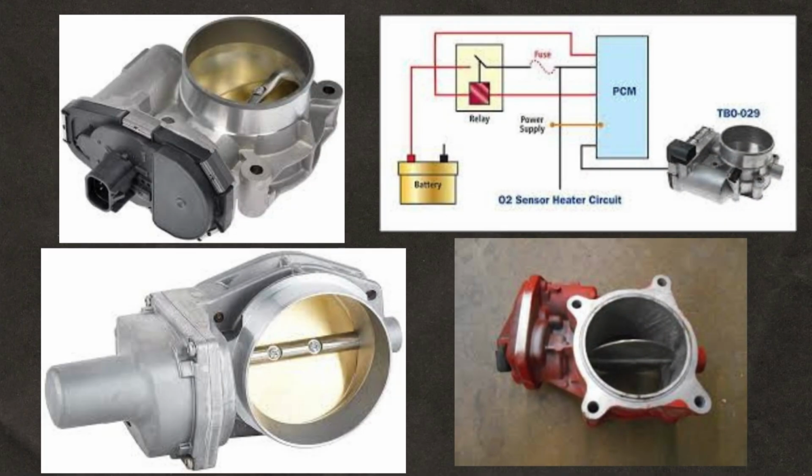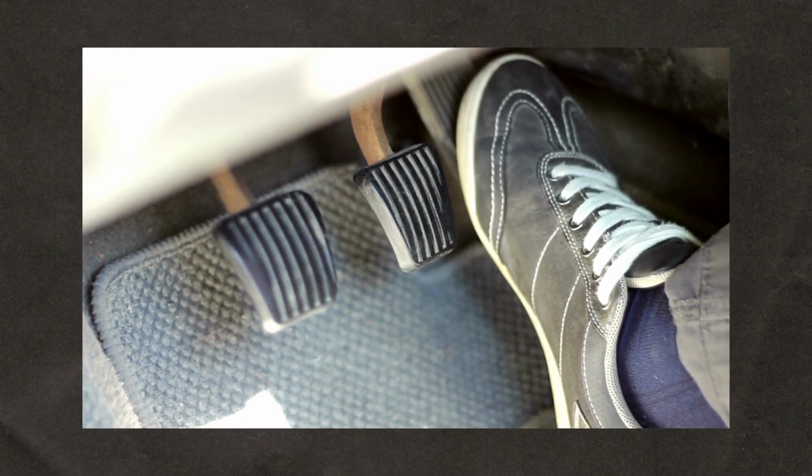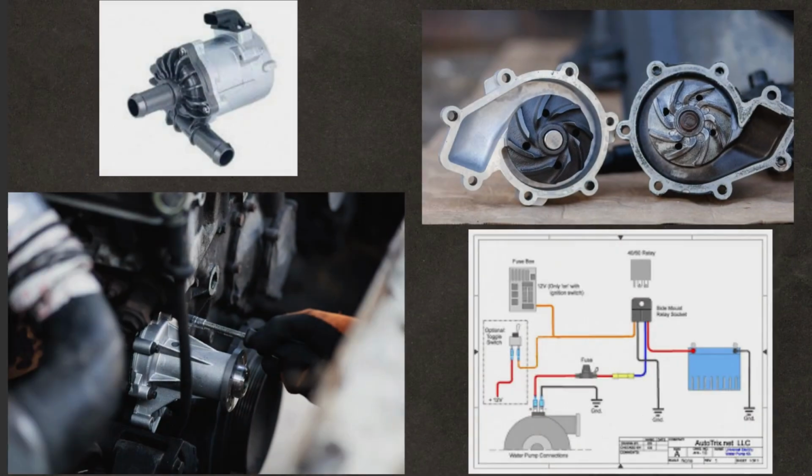Throttle actuator, for drive-by-wire systems. Electronically controls the throttle valve position. Adjusts the throttle opening based on inputs from the accelerator pedal and ECU. Mounted on the throttle body.